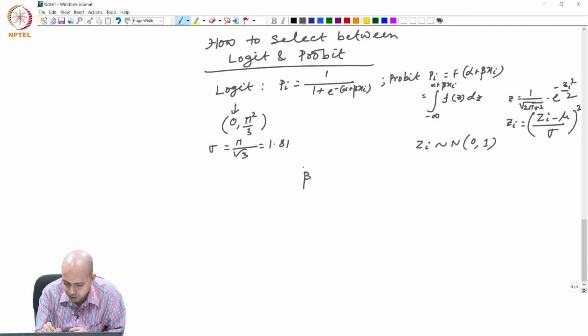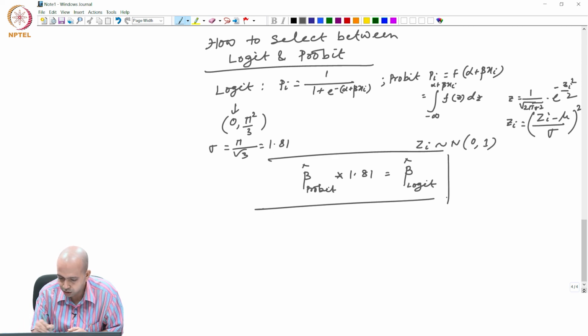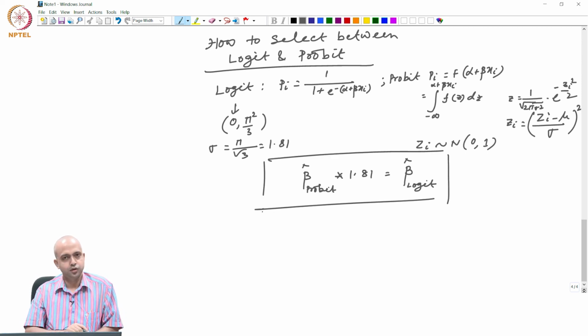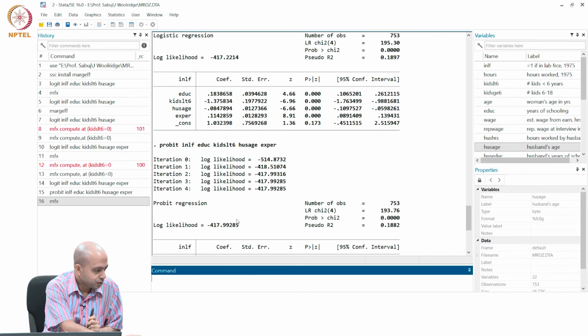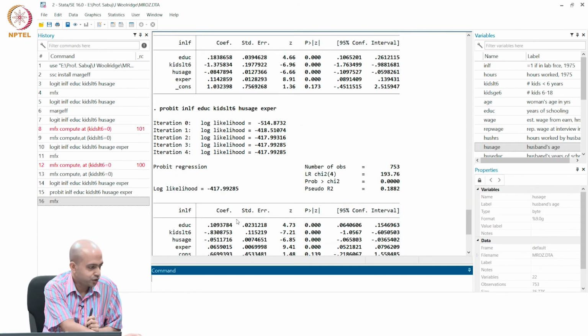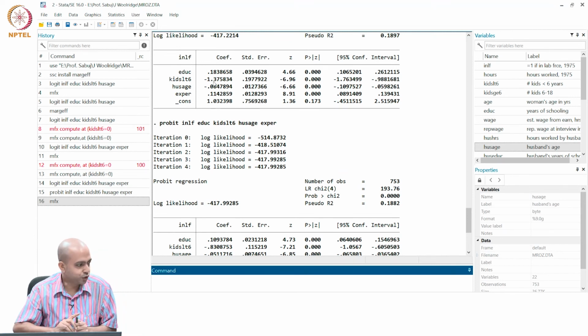that beta hat Probit multiplied by 1.81 equals beta hat Logit. This first of all you have to check. If you look at your model, what is the Probit estimate? The Probit estimate for a particular variable is 0.10, and here it is 0.18.